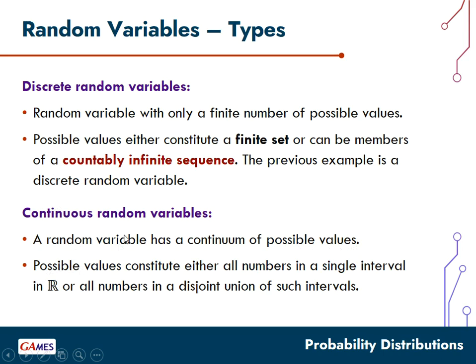So the second point, one thing you will check to know that this is a continuous random variable. There are two possibilities. It could just be all numbers in a single interval, which means a continuum of possible values. So the values in a continuous random variable can be all the numbers in a single interval in your real line. But it could also be all numbers in a disjoint union of such intervals.